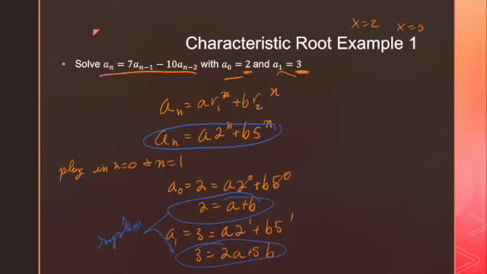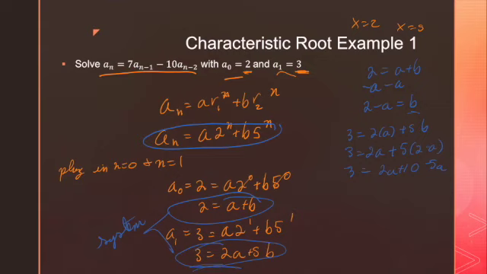So I have 2 equals a plus b. I want to solve this for a single variable. How about b? So I subtract a from both sides. So I have 2 minus a equals b. I'm now going to substitute this into my second equation. 3 equals 2 times a plus 5b. But I now know what b is equal to. So I have 3 equals 2a plus 5 times 2 minus a. 3 equals 2a plus 10 minus 5a.